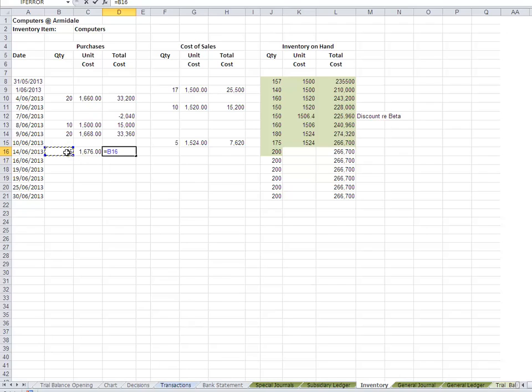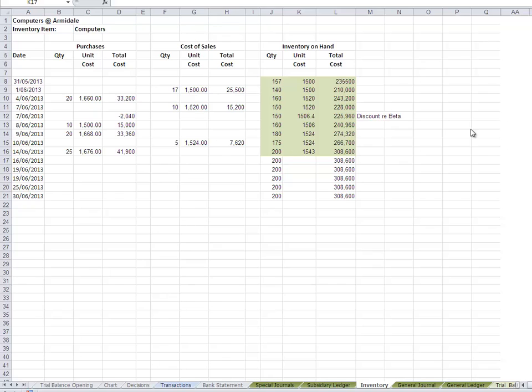So that will be $41,900. That's the ex-GST price. So when we do that, we add 25 to 175 to give us 200, and we add 41,900 to 266,700 to get us 308,600. So that's our total cost. Now to work out our average cost, we divide the 308 by the 200, and we come up with 1543.